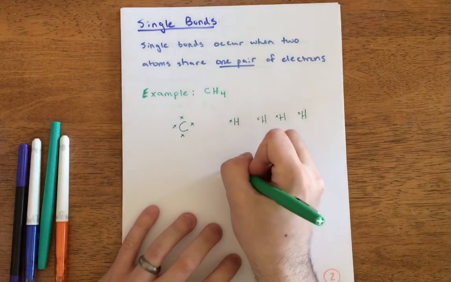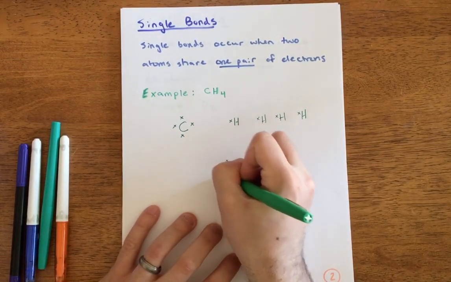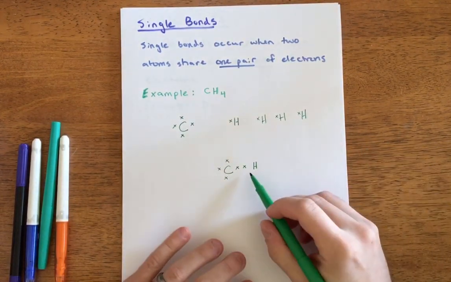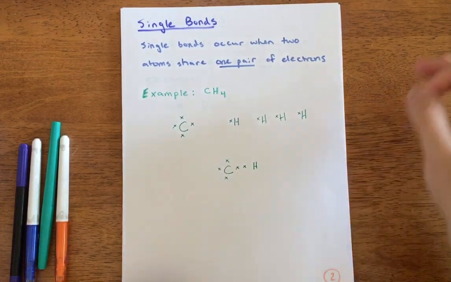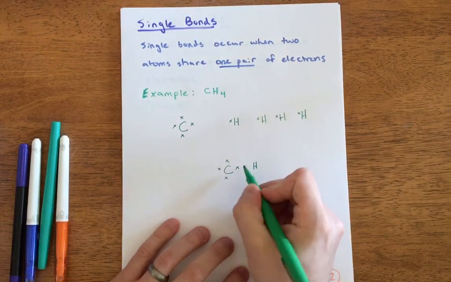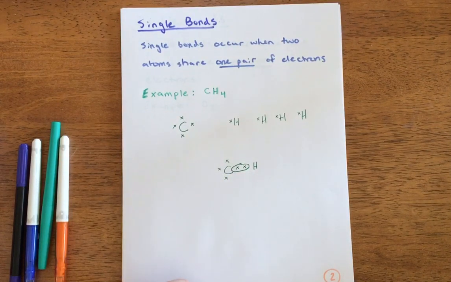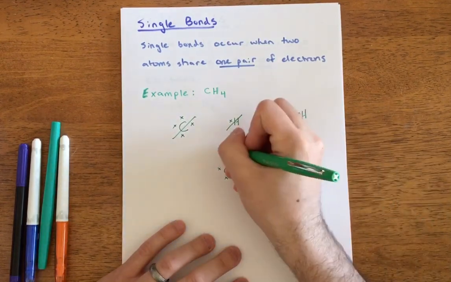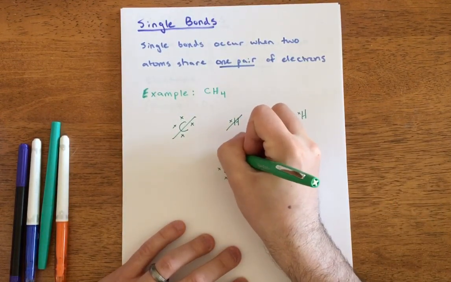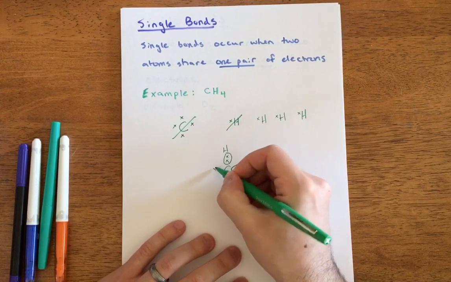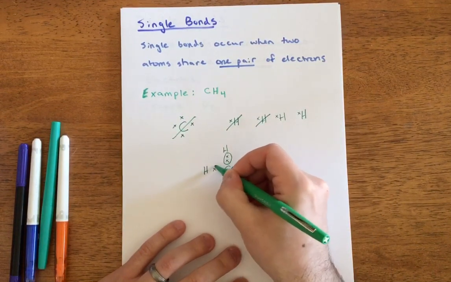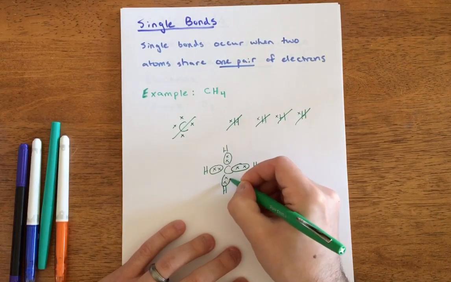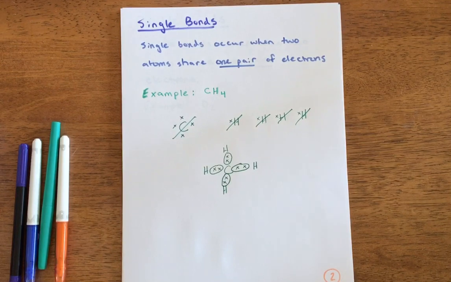To draw a single bond, what I normally do is pair up 1 electron from the hydrogen with 1 electron from the carbon. Hydrogen can only take 2 electrons to be stable. To show the bond, I just circle right there. Since we have 4 of them, I've taken care of my carbon and my first hydrogen so far. I can go ahead and draw my second hydrogen and bond those together. Take my third hydrogen, bond those together. Take my fourth hydrogen and bond these together. And there is my molecule of methane.